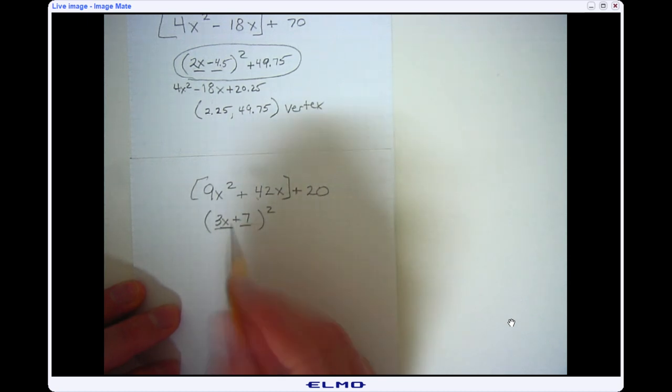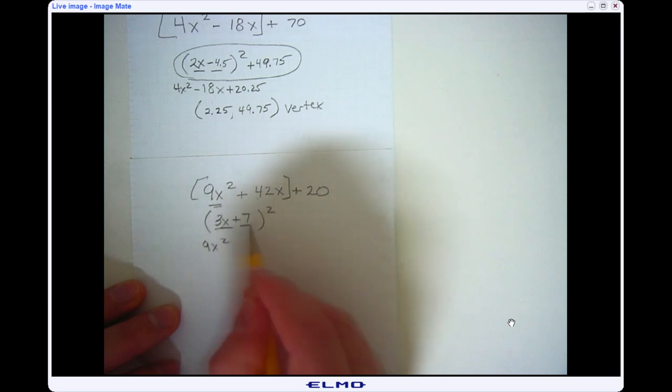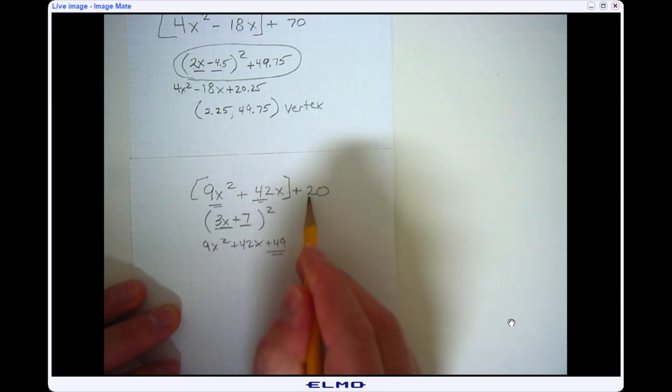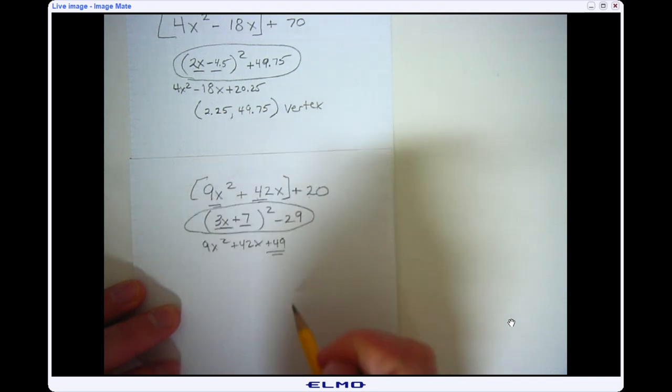And again, just to show why this works, 3x times 3x is 9x squared, which is this piece. This times this is 21x, doubled is 42x. So I created this piece. And then 7 times 7 is 49. So I have to ask myself, how can I go from 49 to 20? In this case, I'd have to subtract 29. So here's my graphing form.